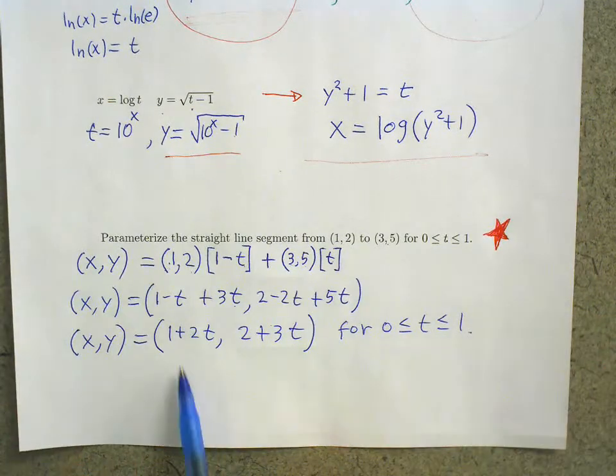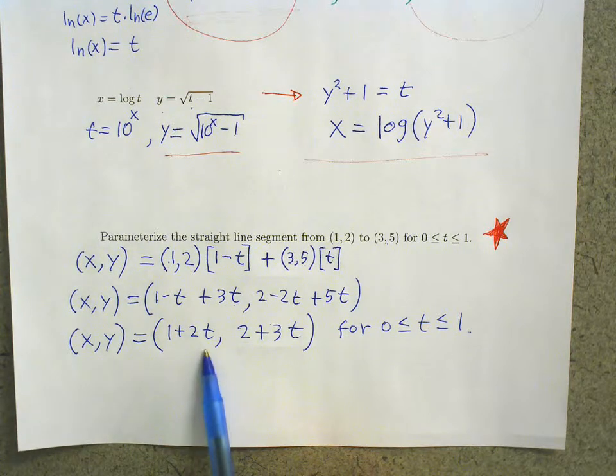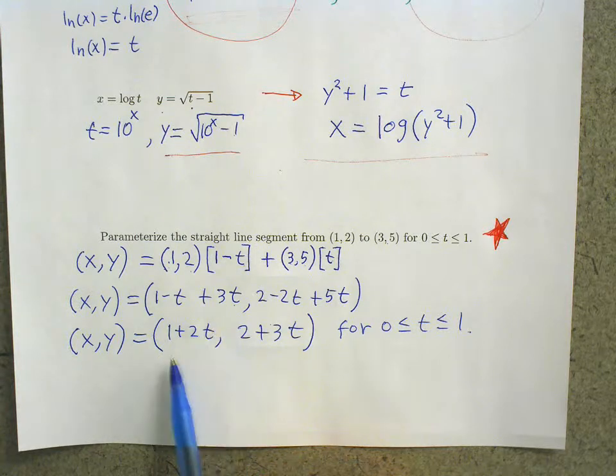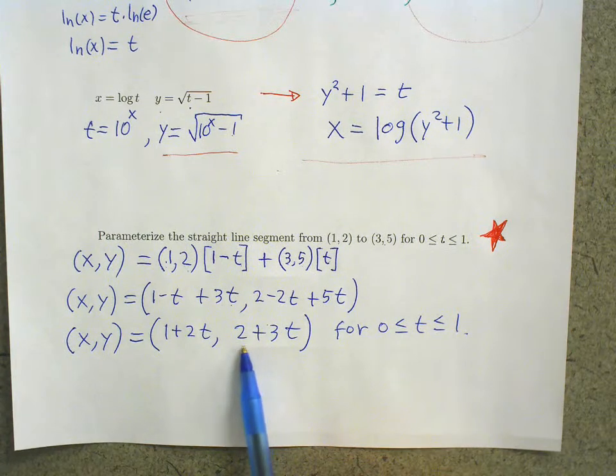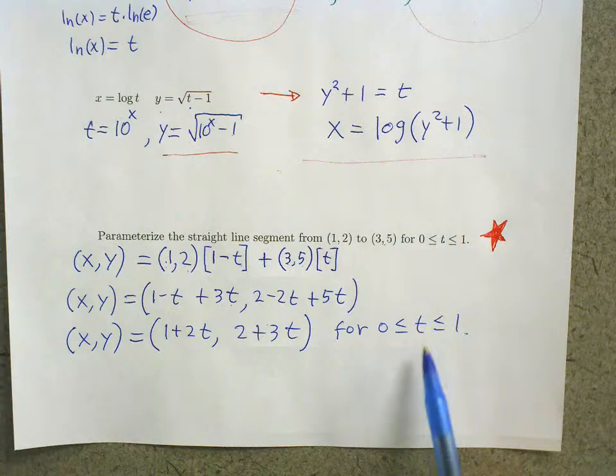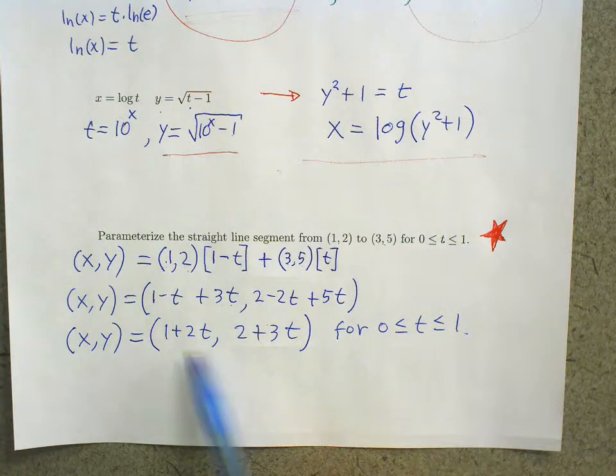So notice that this x-coordinate, 1 plus 2t, is a linear expression because the power on t is 1. And the expression for the y-coordinate is also linear. So for values of t between 0 and 1, if we plot all of the x and y coordinates, we're just going to get a straight line segment.